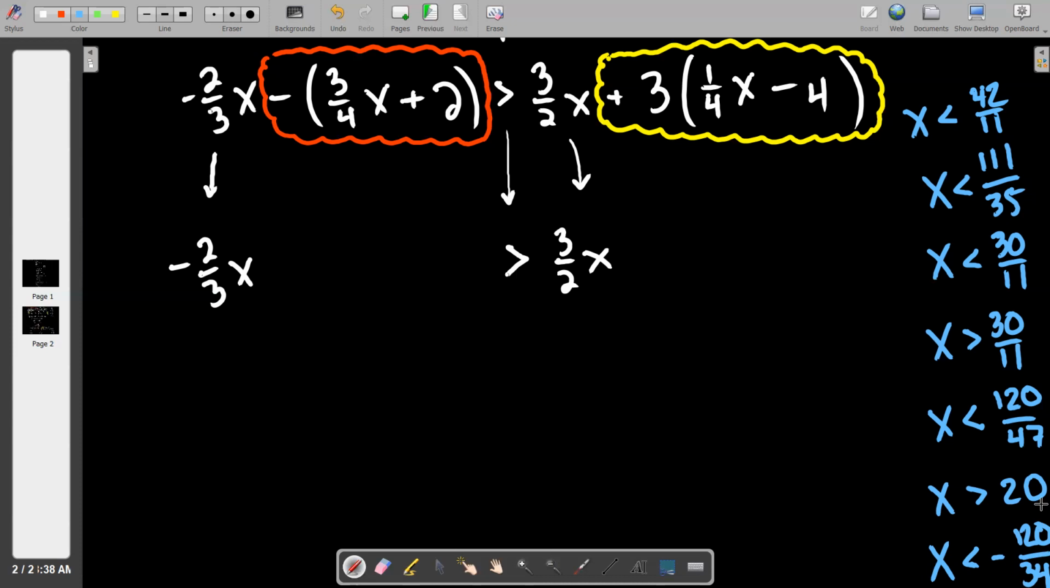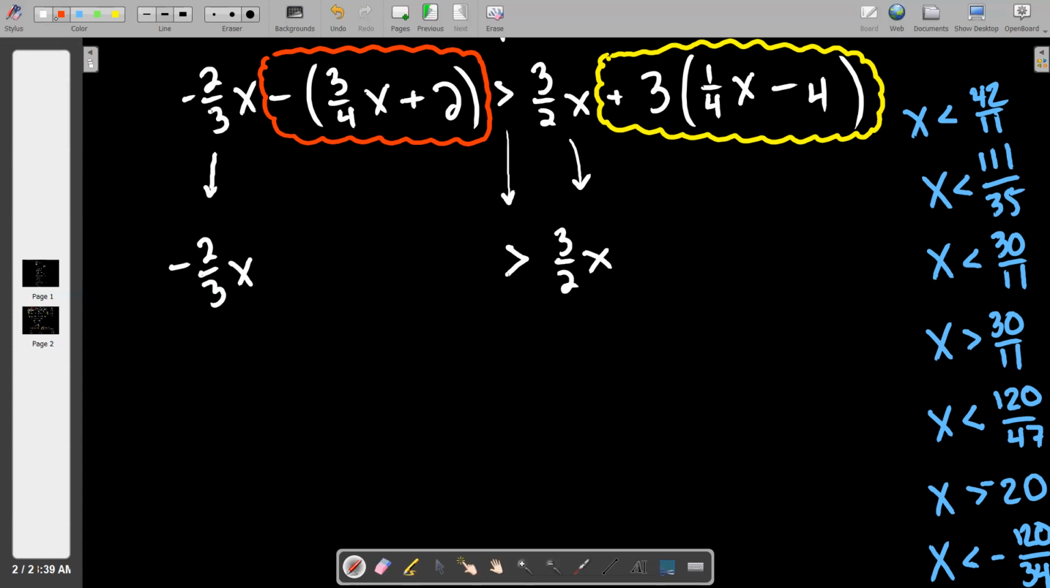Did you say negative 120 over 6? Yeah. That should be negative 20. Yeah. So not 20. I do have to move on now. Sorry if you're still working. Not to be rude, but I mean, it is what it is.